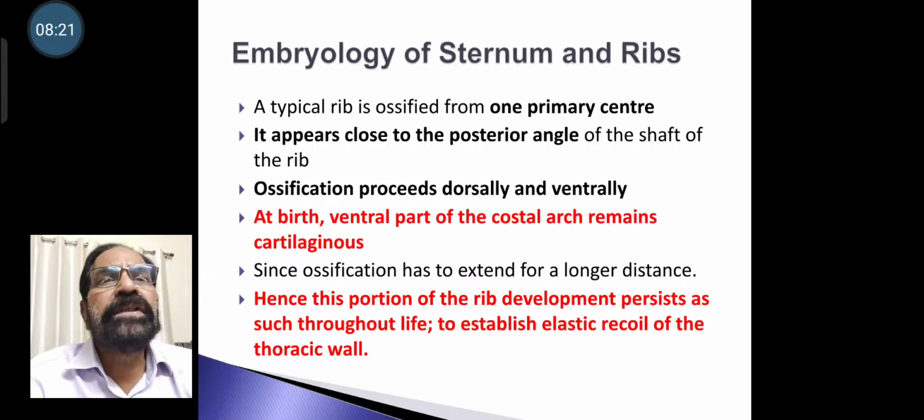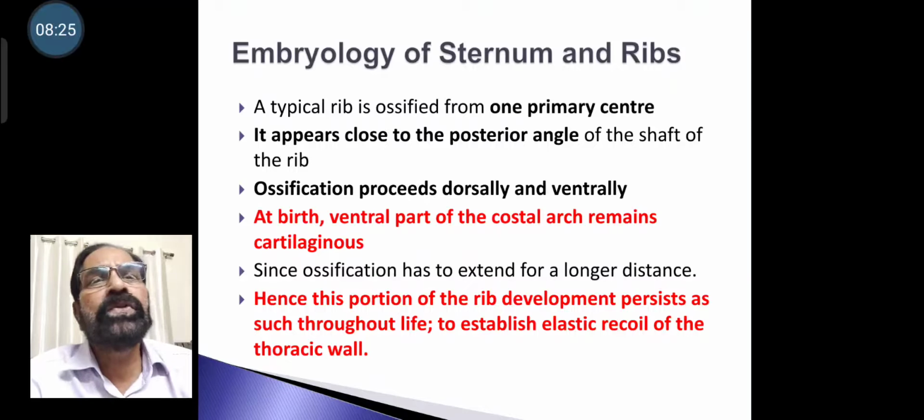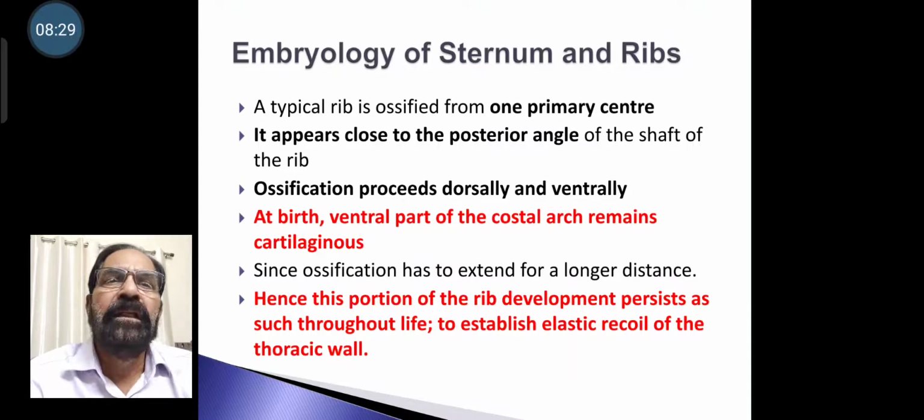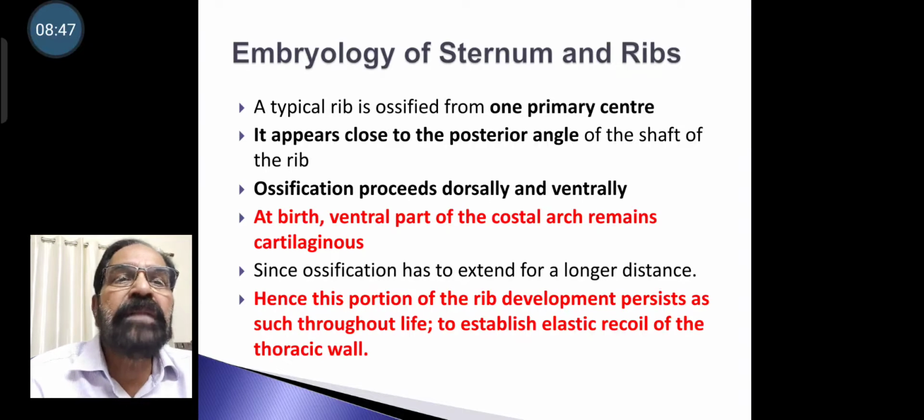A typical rib is ossified from one primary center. It appears close to the posterior angle, or the angle of the shaft of the rib. Ossification proceeds both ventrally and dorsally. At birth, the ventral part of the costal arch remains cartilaginous. Since ossification has to extend a longer distance, this portion of the rib persists as such throughout life to establish elastic recoil of the thoracic wall.